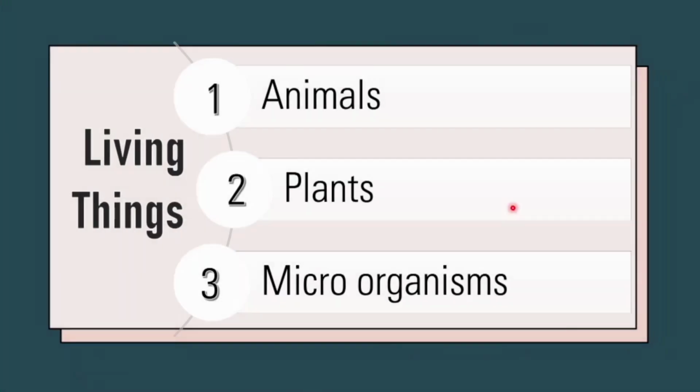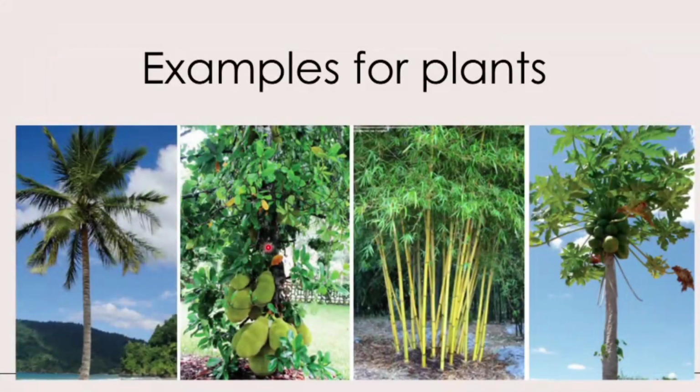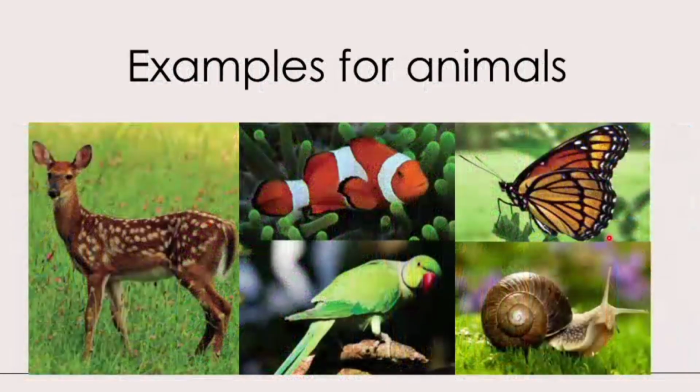Now you can clearly understand that living things can be divided into three categories: animals, plants, and microorganisms. Then let's see examples for plants. Coconut tree, jack tree, bamboo, and papaya are some examples for plants. What are the examples for animals? Deer, fish, butterfly, parrot, snail. There are some examples for animals.